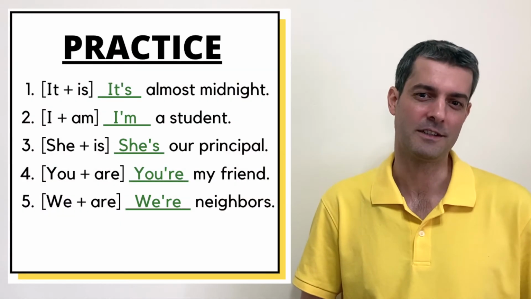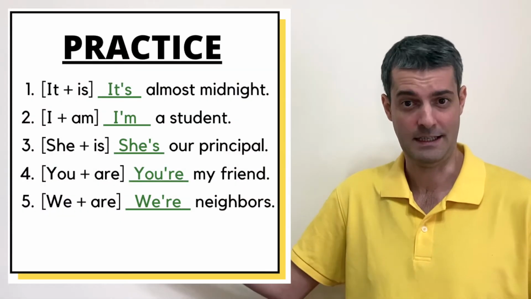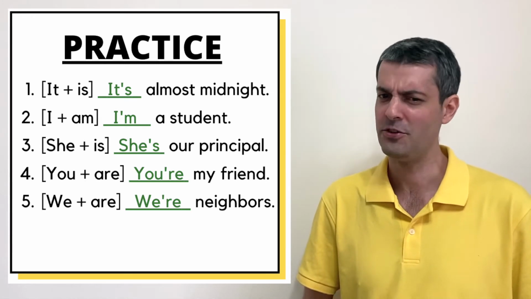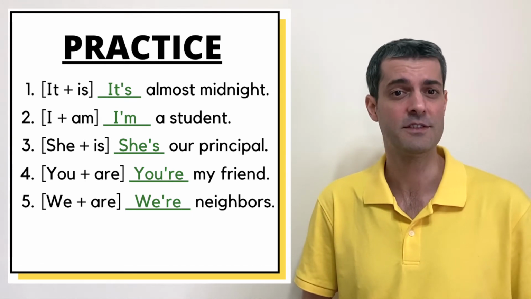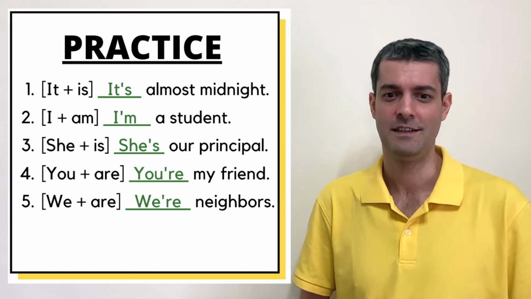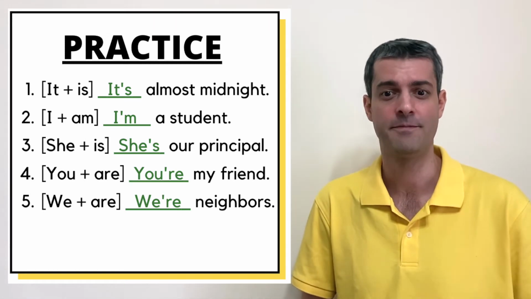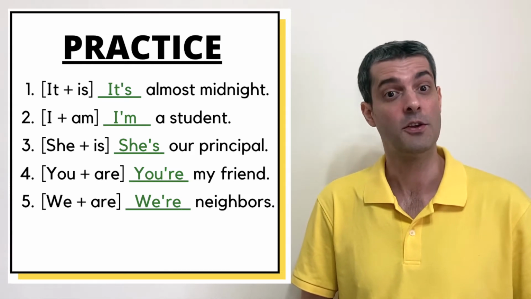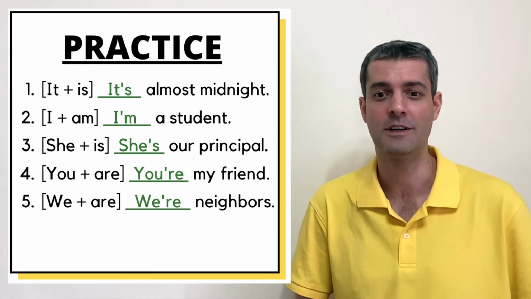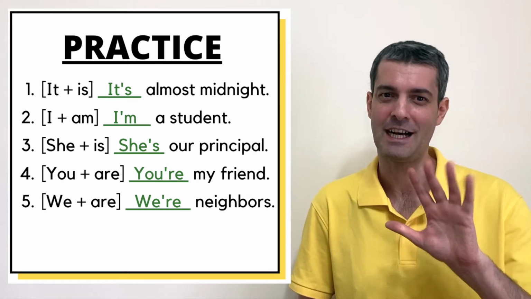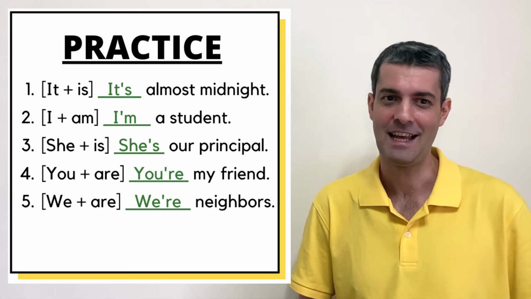Let's check our work. Do you have, it's almost midnight for number 1? Do you have, I'm a student for number 2? Did you write, she's our principal for number 3? Do you have, you're my friend for number 4? And did you write, we're neighbors for number 5? If you did, excellent. Let's keep moving.